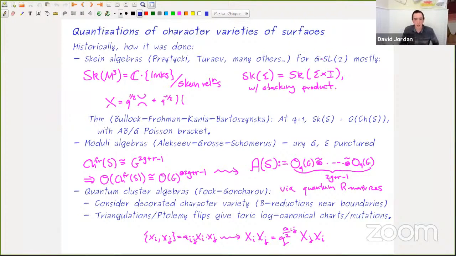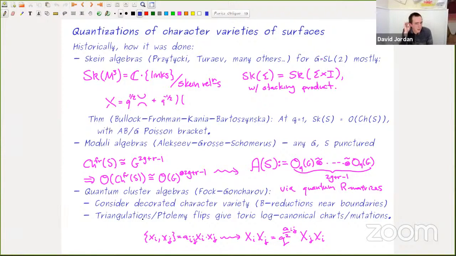And then the third one I want to mention is a quantum cluster algebra approach by Fock and Goncharov. So they consider what's called the decorated character variety. So you add some extra partial framing data called a B reduction near the boundaries of the surface. And what they show first classically is that if you choose a triangulation of the surface, that determines an open set inside the character variety. And that open set actually has no stabilizer, so it's an honest variety, it's not a stack. They don't really show this, but that's true.